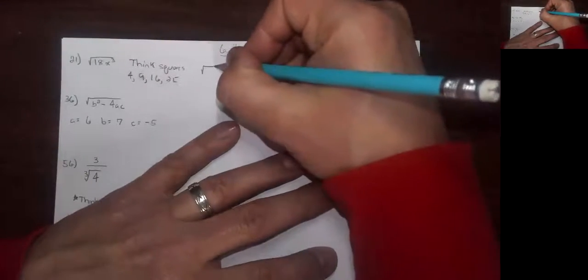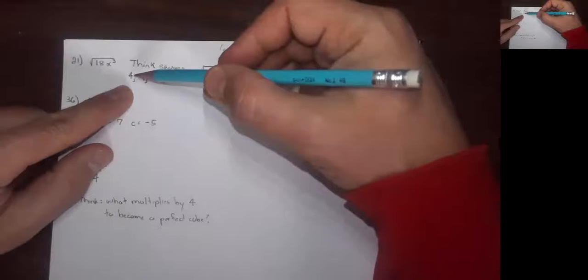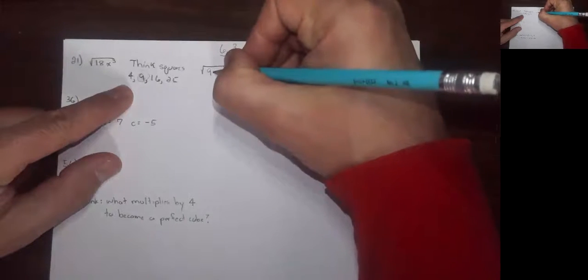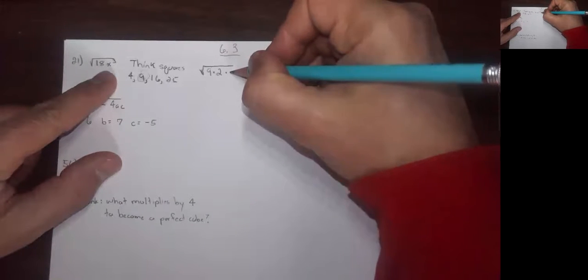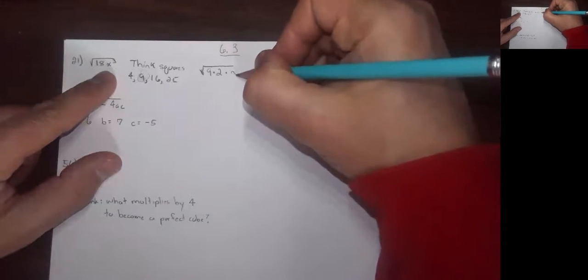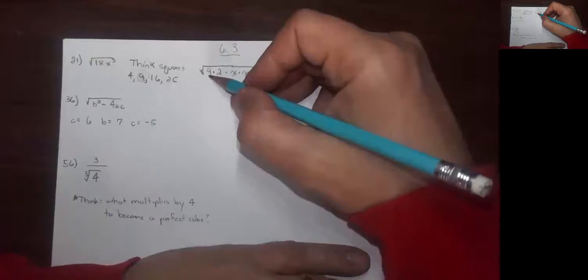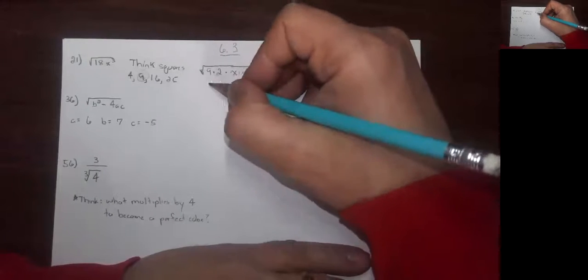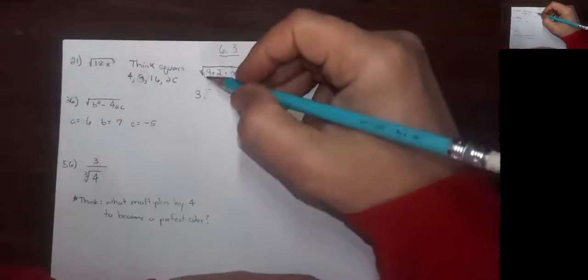So you can break this down, and you got 18. You just look and say, does one of these go into it? Well, it sure does. 9. Square root of 9 times 2 times x squared times x. I'll expand this all the way right now, but you don't have to. We have 9 times 2. I know that the square root of 9 is 3.